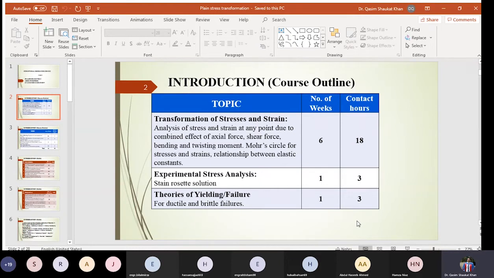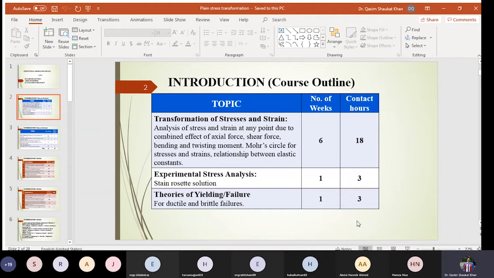Fine. So in the first half of the chapter, transformation of stresses, we will be deriving equations for the computation of the stresses acting on the element. Then in the second half of the chapter, we will work on Mohr circle. Mohr circle is a graphical solution.